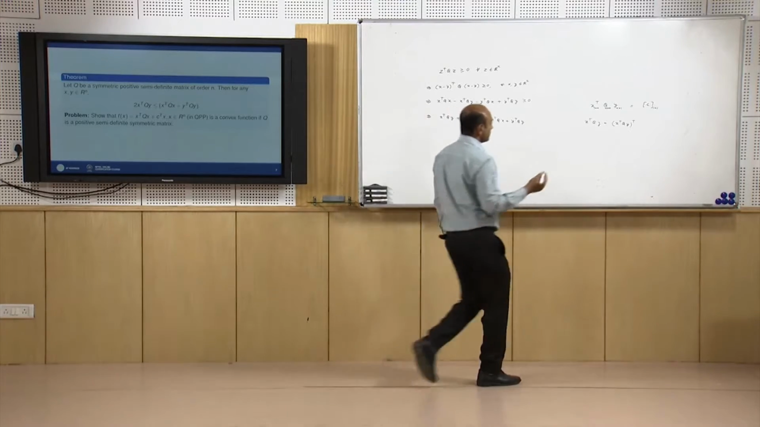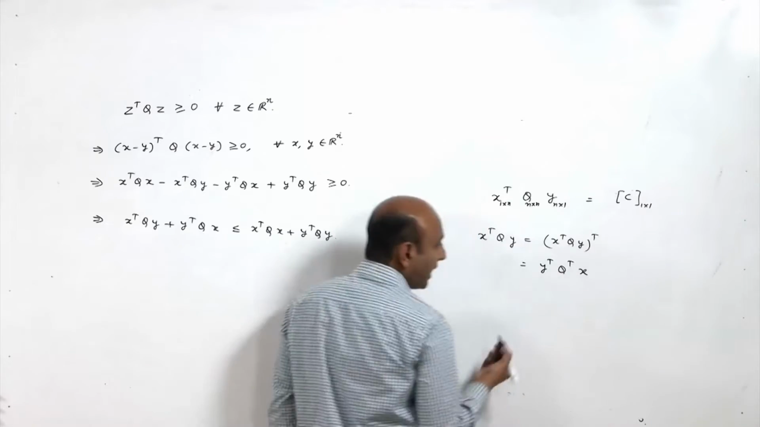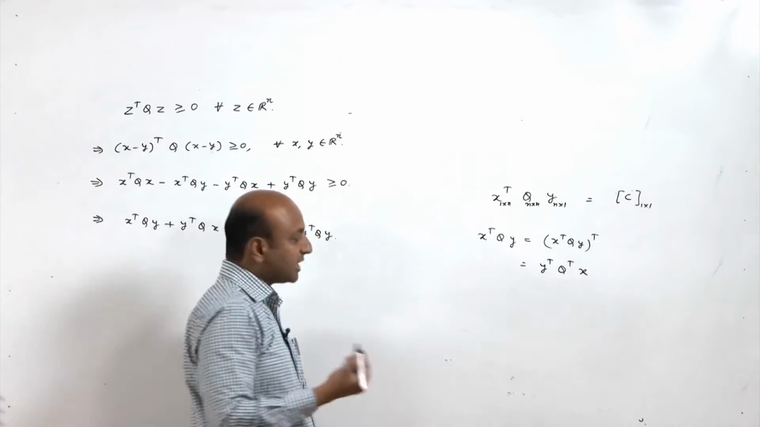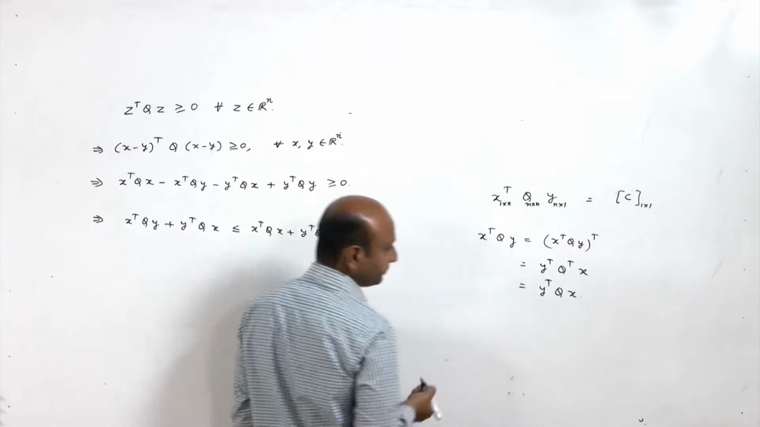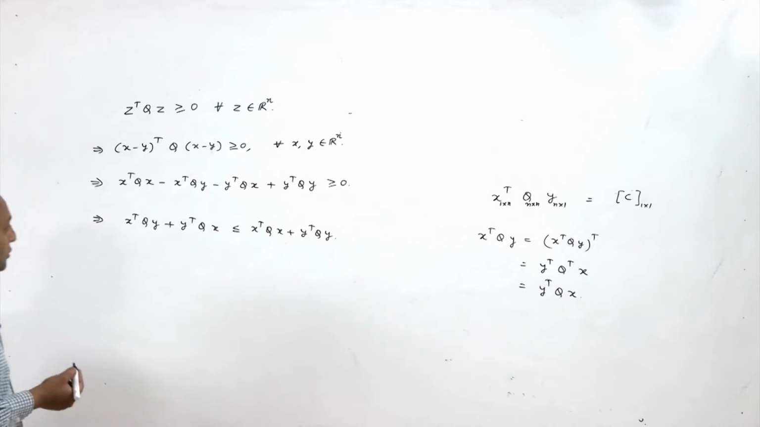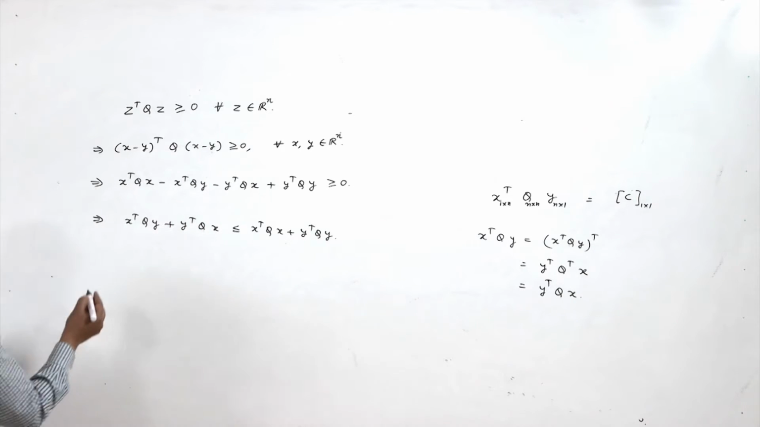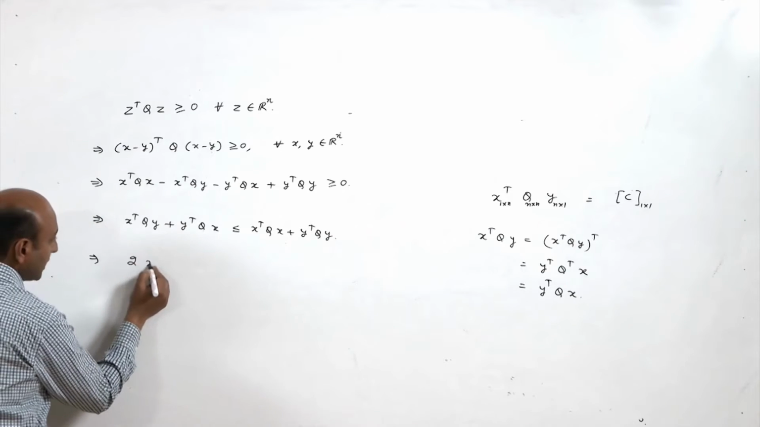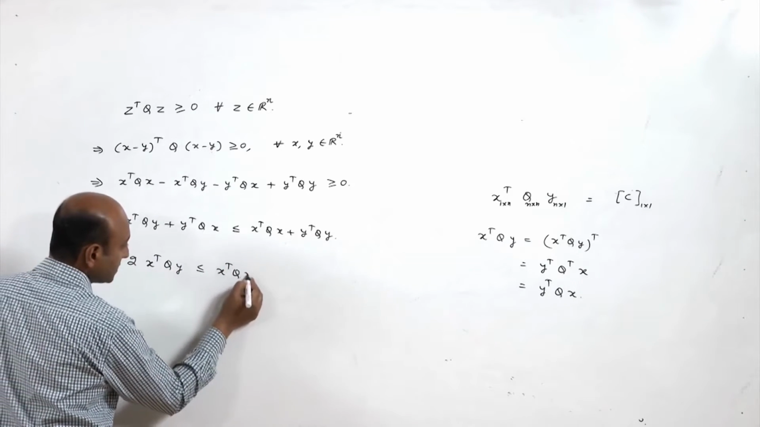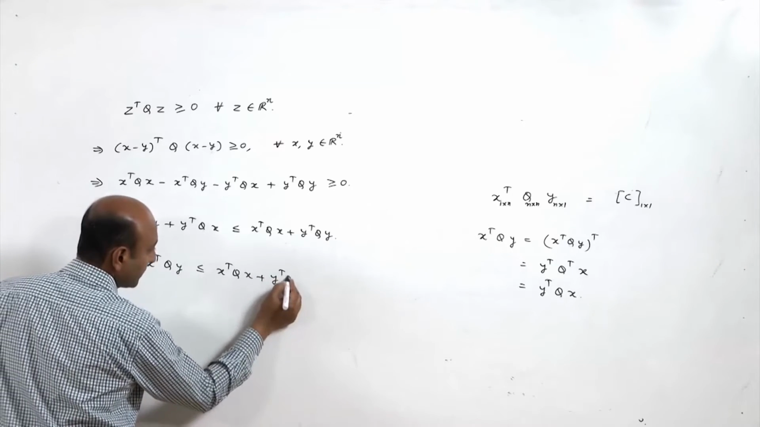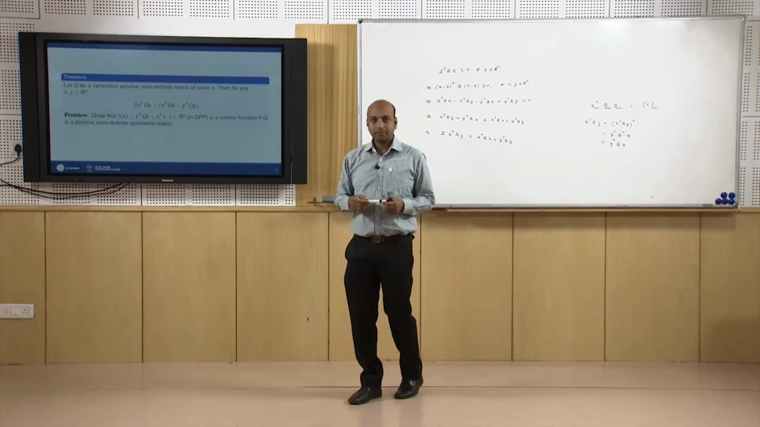Now, this is nothing but y transpose Q transpose x, and Q is a symmetric matrix, so Q transpose is Q. So, it is y transpose Q x. That means both of these terms are equal. So, we can easily write that this implies 2 x transpose Q y is less than or equal to x transpose Q x plus y transpose Q y. So, in this way we have proved the first result.